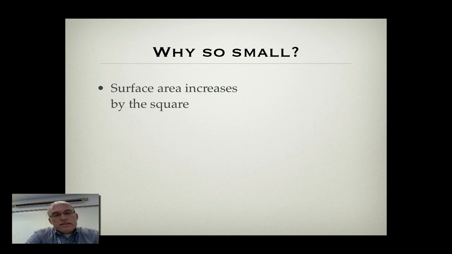As you increase the size of something, two things are getting larger: its surface area and its volume. But surface area increases by the square, whereas volume increases by the cube. And if you think back to geometry about how you calculate area versus how you calculate volume, you'll see this.